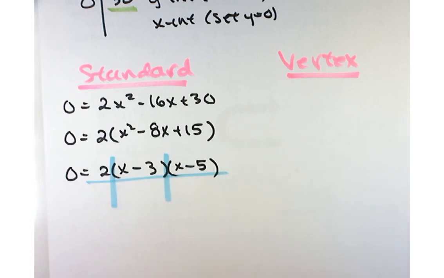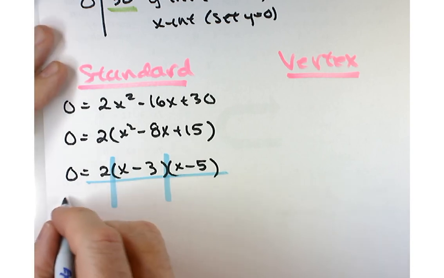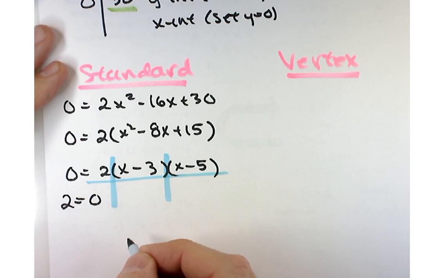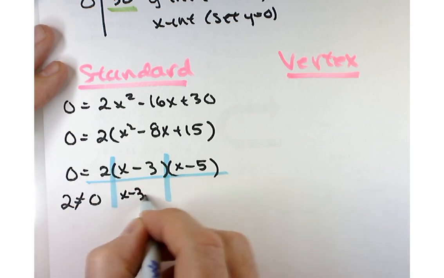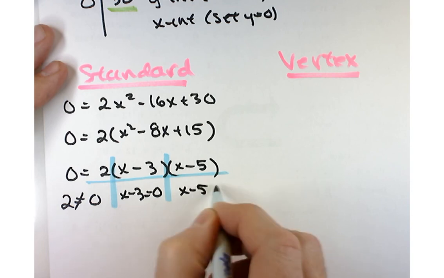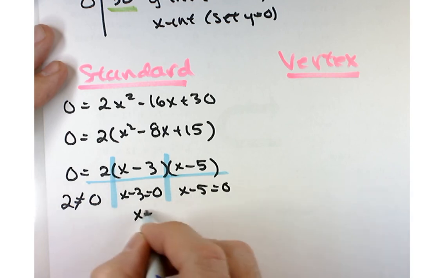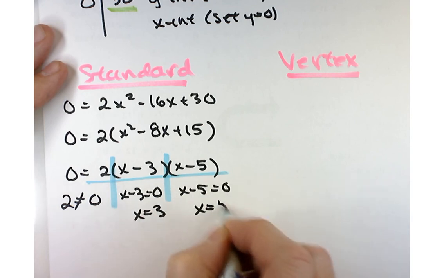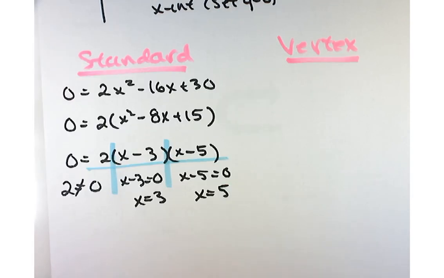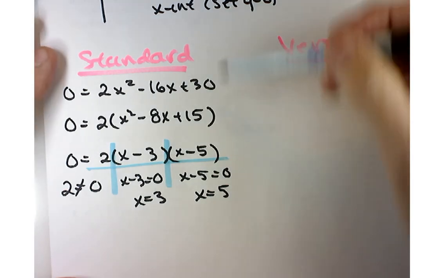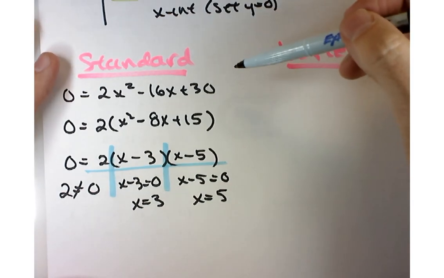Because when you have a product of things equal 0, there has to be a 0 someplace. Now, can 2 equal 0? No. But x minus 3 could equal 0, or x minus 5 could equal 0. And I hope that in your own work, you just jump down to 3 and 5. Great. Done. That's what the work looks like using standard form.